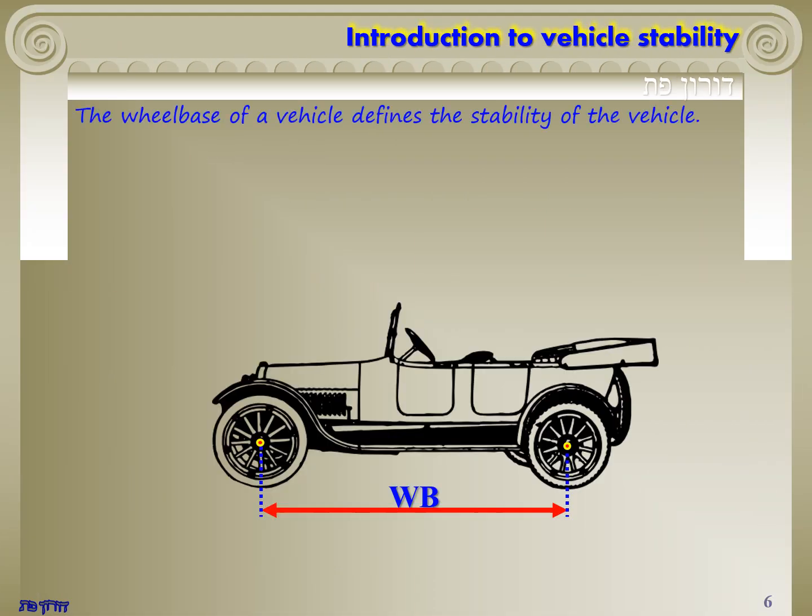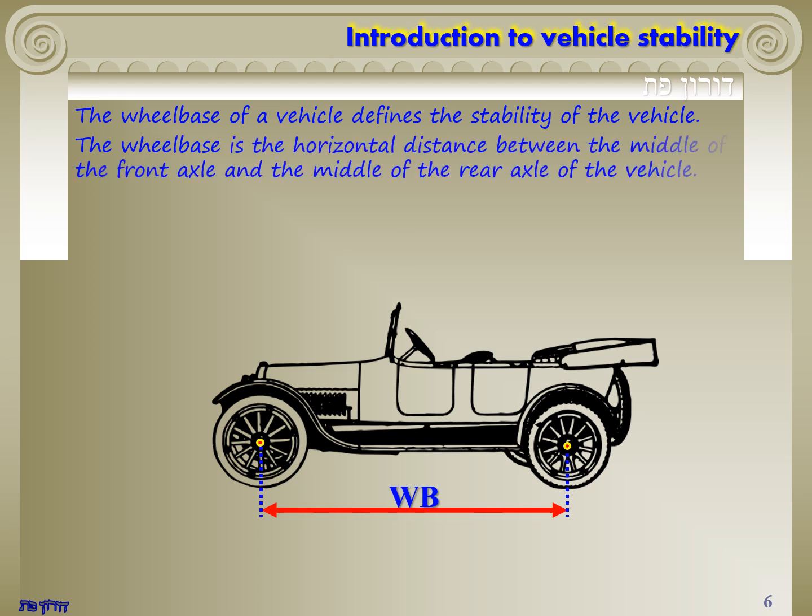The wheelbase of a vehicle defines the stability of the vehicle. The wheelbase is the horizontal distance between the middle of the front axle and the middle of the rear axle of the vehicle.